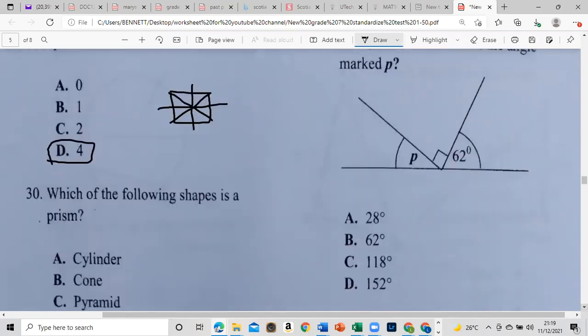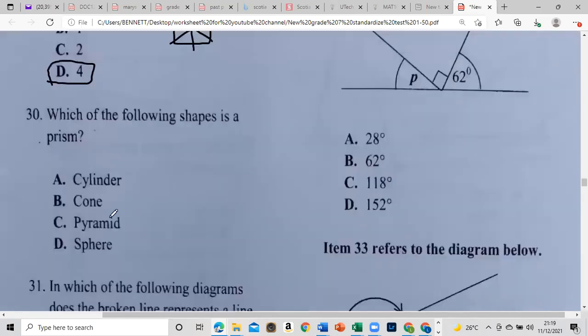Which of the following shapes is a prism? And that is a pyramid.